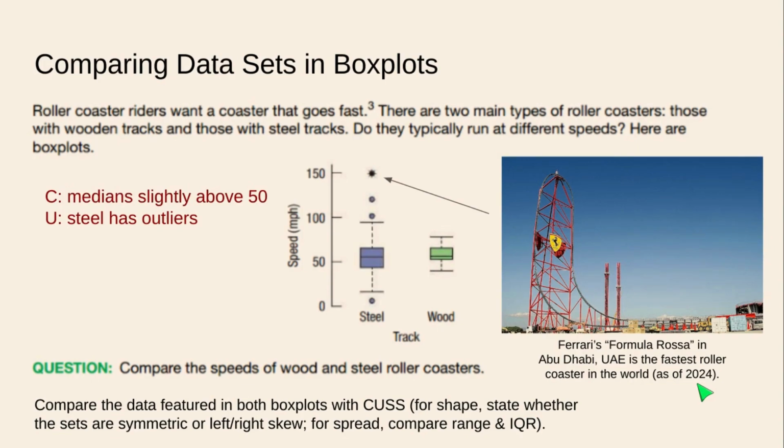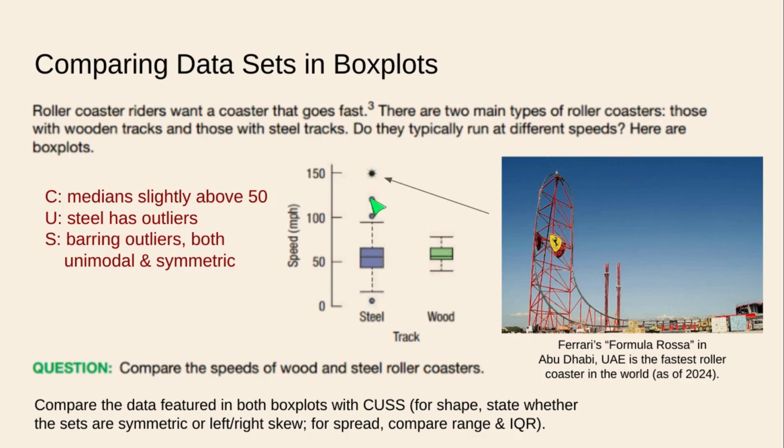Right? So, steel has some outliers. We got really fast steel roller coasters that put the wooden roller coasters in the dust. And we have this almost embarrassingly slow steel coaster, which, I mean, why? All right. Both are unimodal and symmetric, barring outliers.